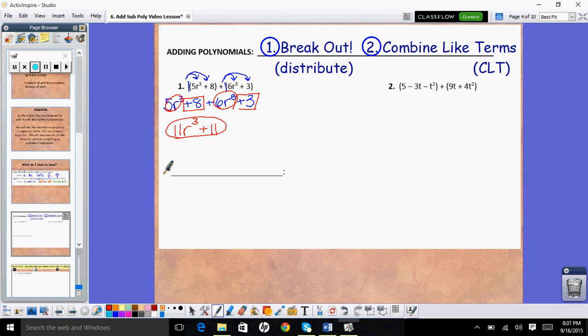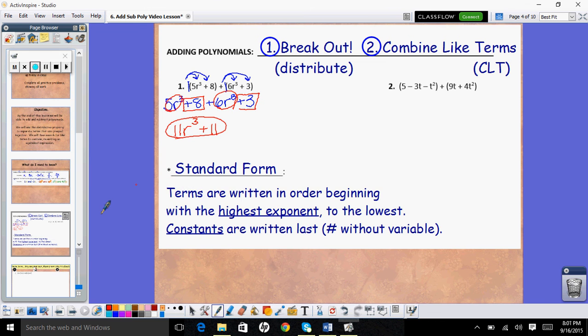It's also important that we write our answers in standard form. Standard form states that each answer should be written with terms in order, beginning with the highest exponent to the lowest. Constants are always written last. The constant is always the number without a variable. Here I can see that this r cubed term came first, and the last term was the constant.